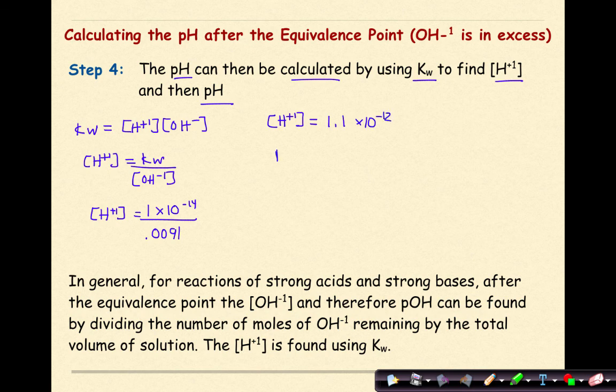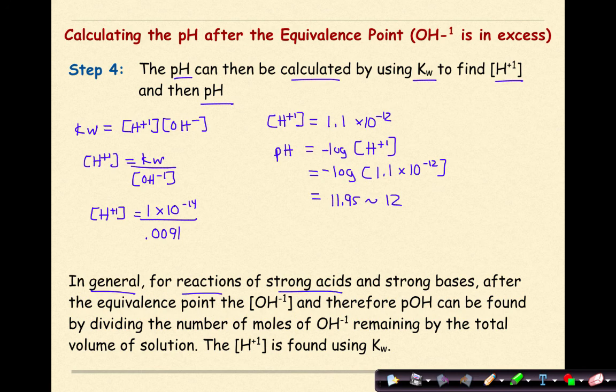If we work that out, we get a hydrogen ion concentration of 1.1 times 10 to the negative 12. We can then take pH is equal to the negative log of my hydrogen ion concentration, negative log of 1.1 times 10 to the negative 12. And then we could calculate pH and find out that it's 11.95, or we could just round it up to 12. So in general, for reactions of strong acids and strong bases, after the equivalence point, the hydroxide ion concentration and therefore the pOH can be found by dividing the number of moles of hydroxide ions remaining by the total volume of solution. The hydrogen ion concentration is found by using Kw.